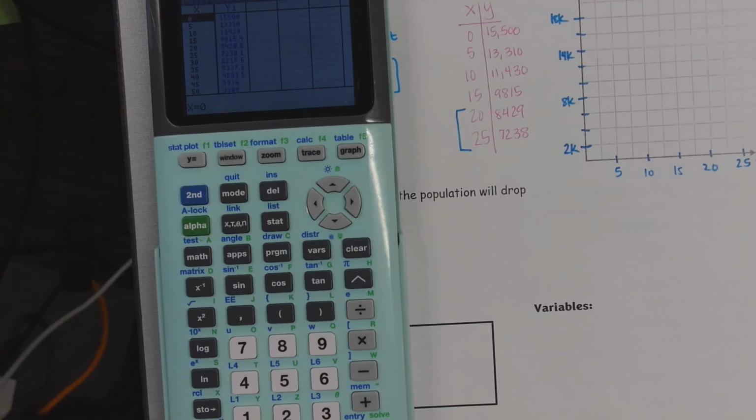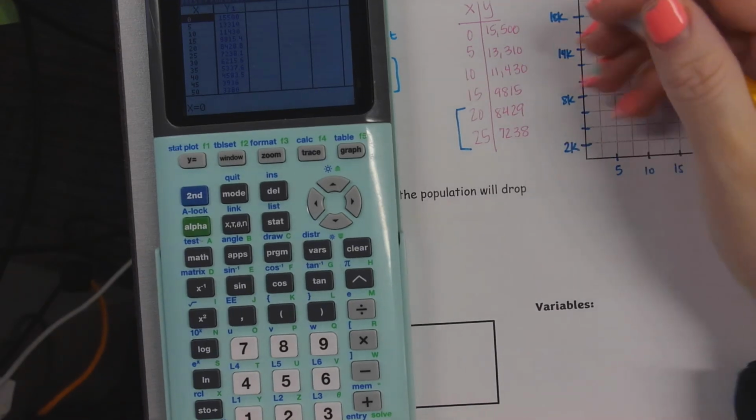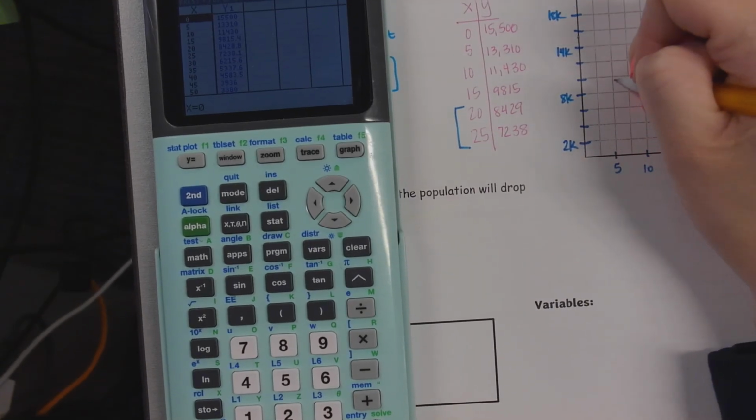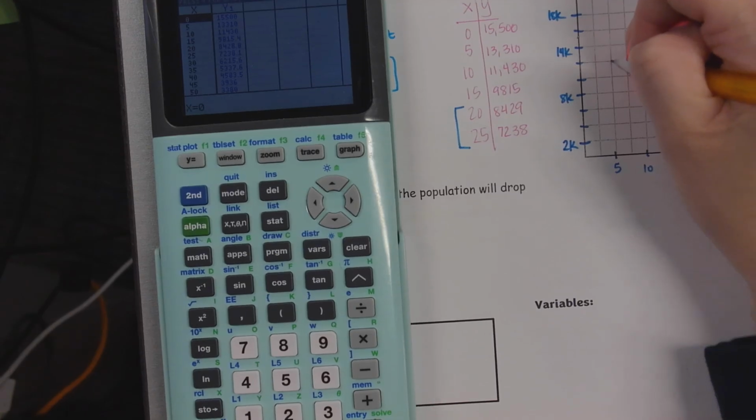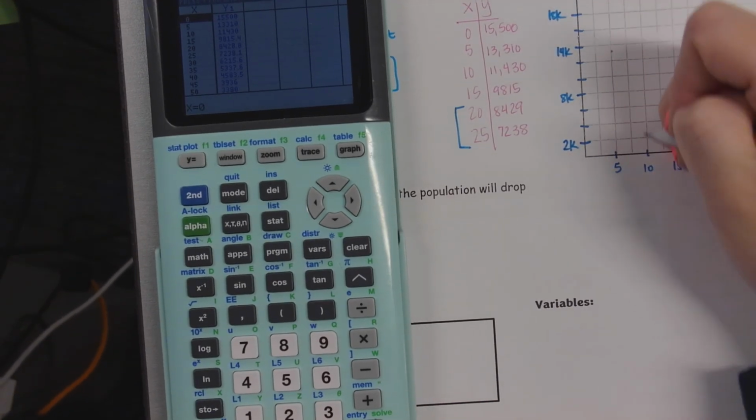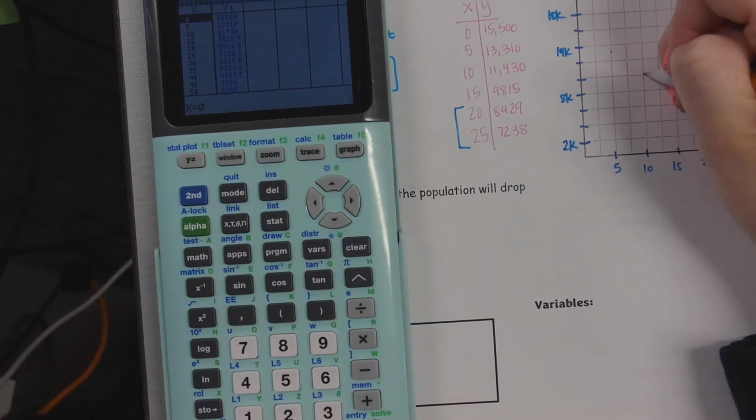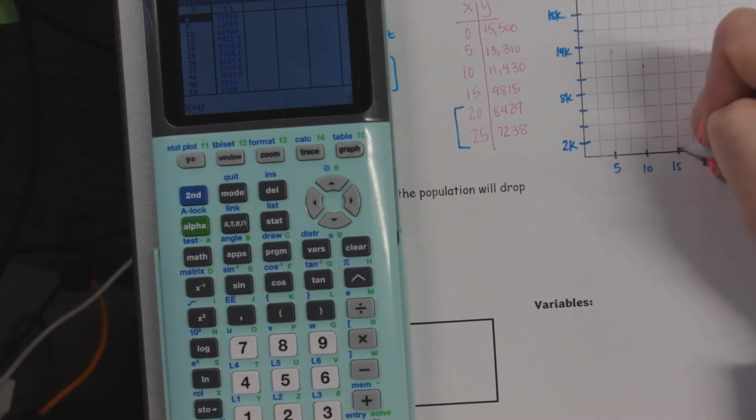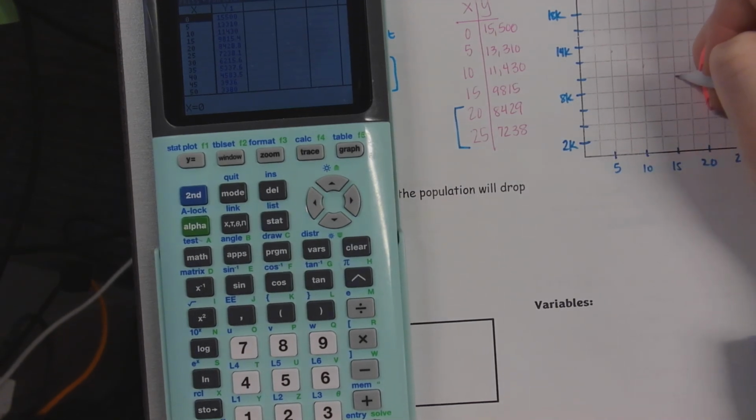And then I'm going to plot those points from my table. So at 15,500, I'm almost to 16. At 5, I'm at 13. So 12. At 10, 11. 15, I'm almost to 10.